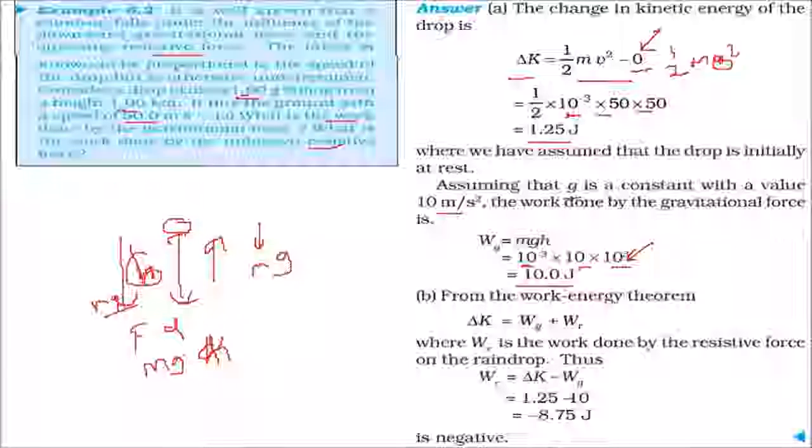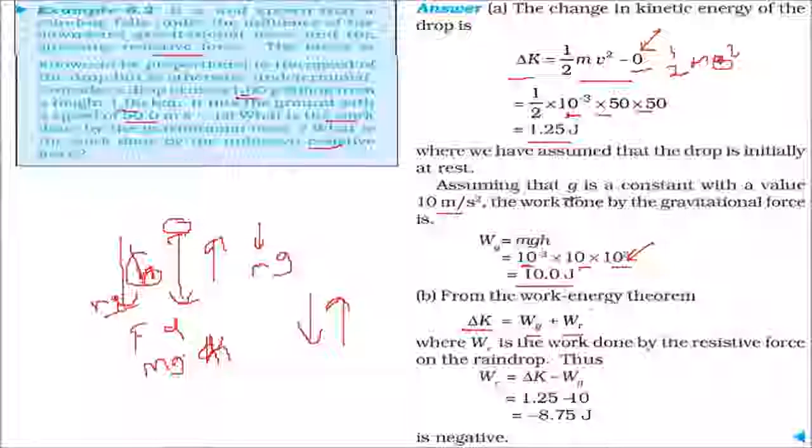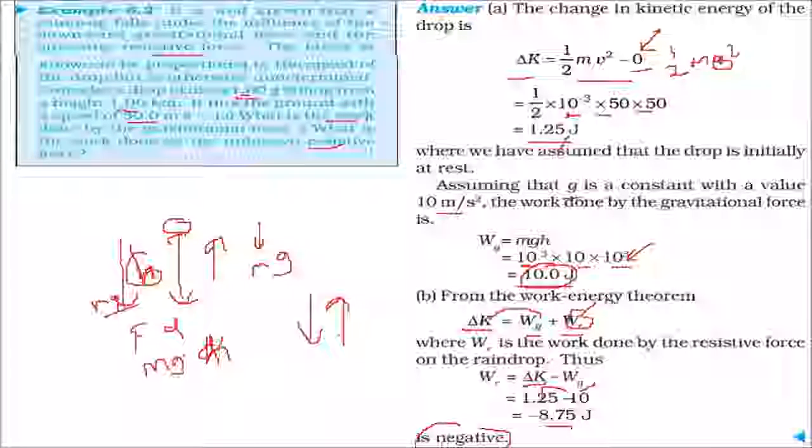Now, from the work energy theorem, the change in the kinetic energy is the work done. And what is the total work done? Total work done is the work done by gravity and the work done by the resistive force, Wg plus Wr. This Wr is the work done by the resistive force. So, how to find this Wr? We can take delta K minus Wg. Delta K we found to be 1.25 joule and Wg as 10 joule. So, 1.25 minus 10 is minus 8.75 joule, which is negative and shows that it is in the opposite direction of the motion.